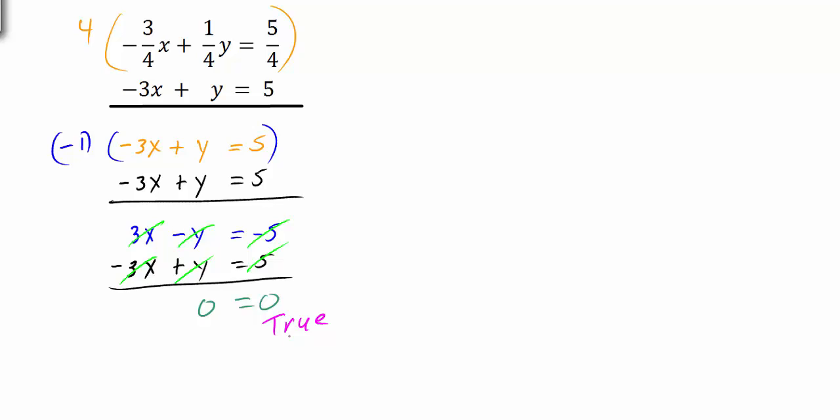So if your variables both cancel out and you have a true statement such as 0 equals 0, 4 equals 4, negative 2 equals negative 2, if you have two numbers that are equal and you have a true statement, then what that tells us is we're going to have many solutions to this equation. Okay, so there's going to be infinitely many solutions.